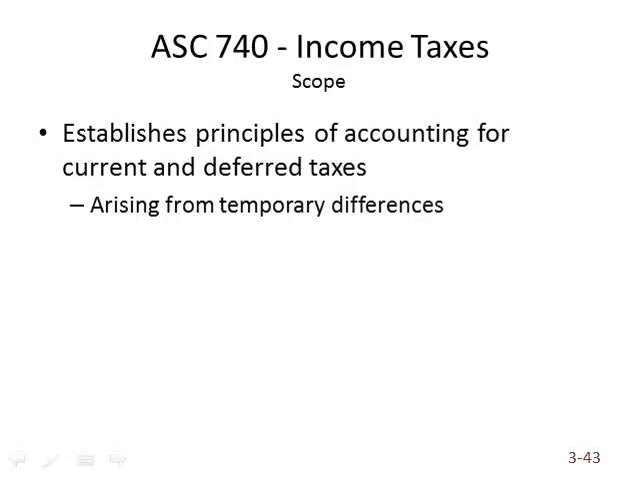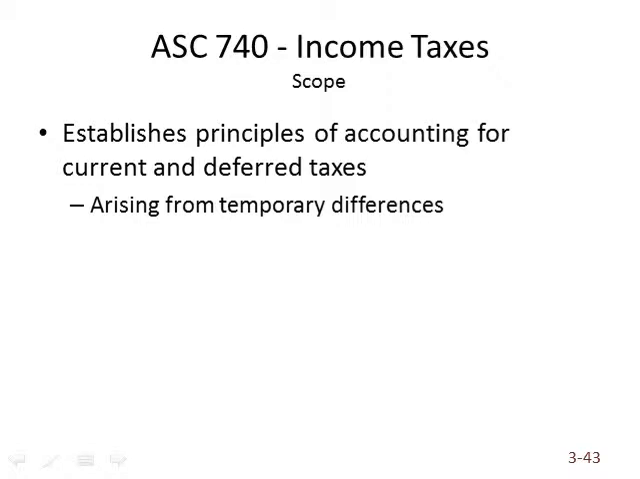So ASC 740 establishes principles of accounting for current income taxes and for deferred taxes arising from temporary differences. Specifically, they address financial statement consequences of revenues, expenses, and gains or losses that are recognized for tax purposes in an earlier or later year than recognized for financial statement purposes. That is, timing differences, right? Other events that create differences between book and tax basis of assets and liabilities, that is, valuations, and operating losses and tax credit carrybacks or carryforwards.